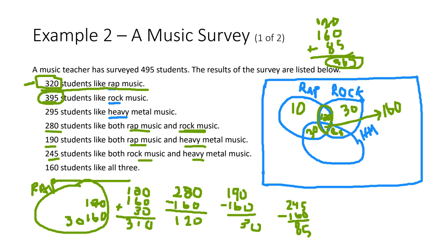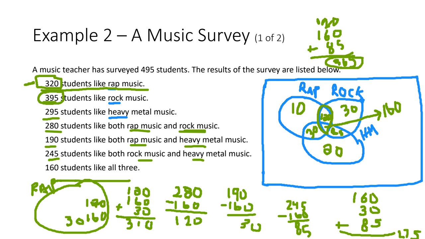And then the last one, heavy metal, we have 160 plus 30 plus 85. So if we add those, we're going to have 275. 295 minus 275 gives us 20.